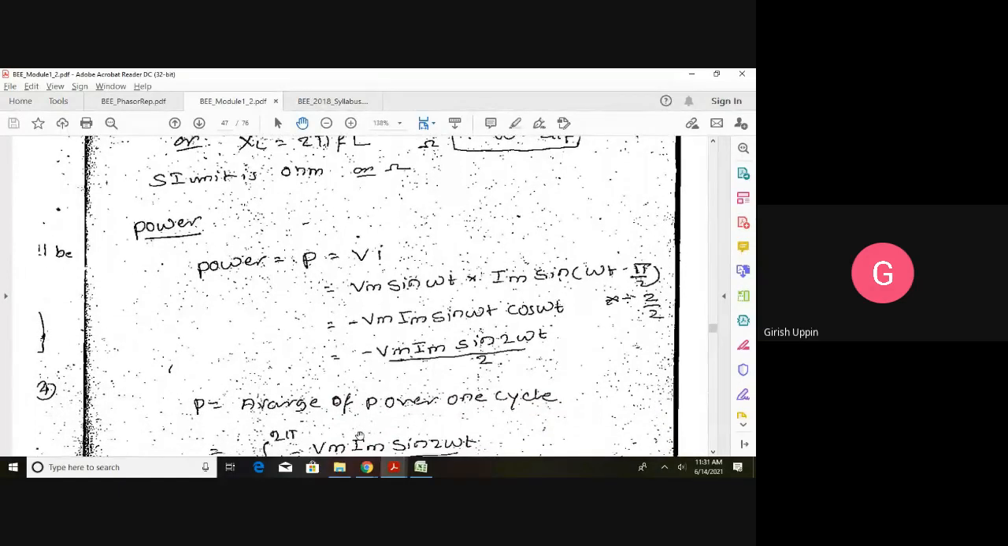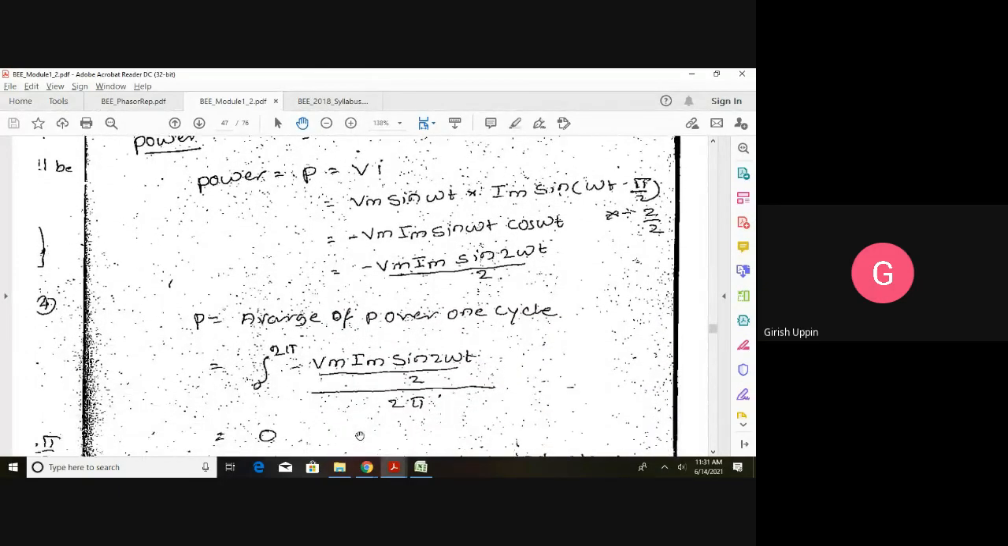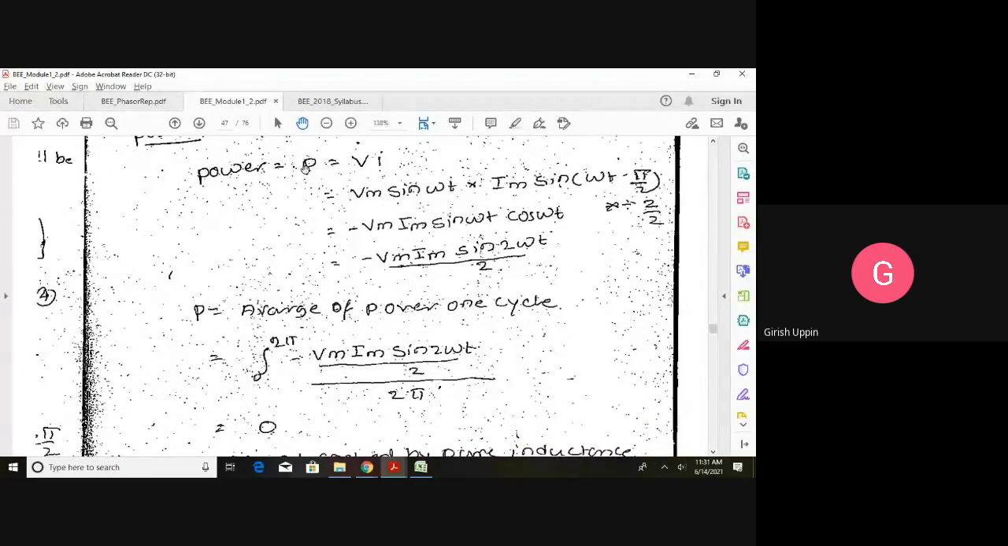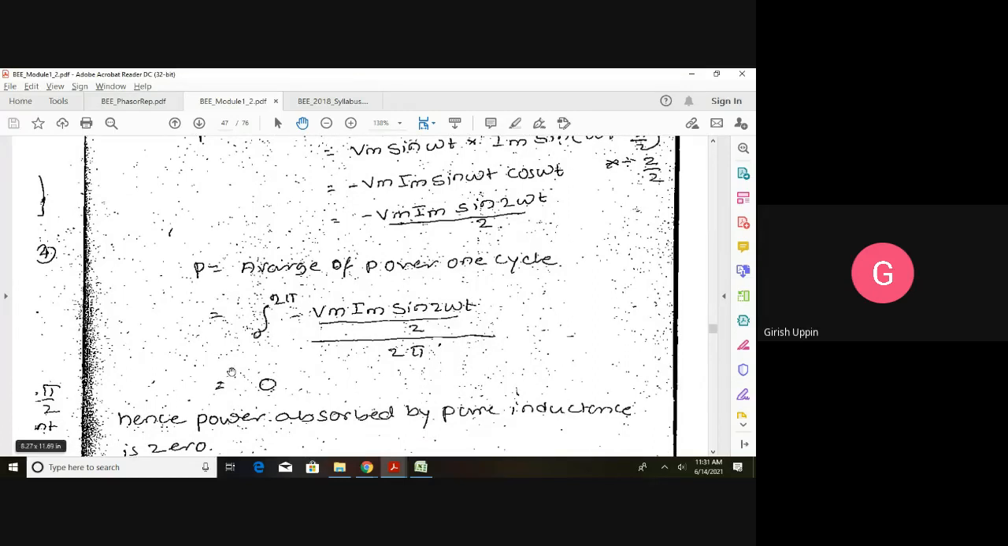Now, how to find the power consumed in the pure inductance? The instantaneous value of P is equal to the instantaneous value of V into the instantaneous value of the current I. Substitute that equation and integrate this instantaneous power over one cycle, 0 to 2 pi divided by 2 pi, and you get the power consumed as 0.